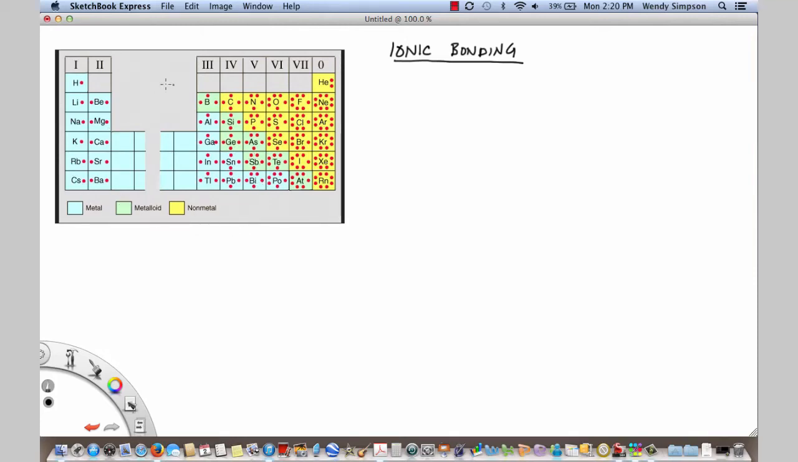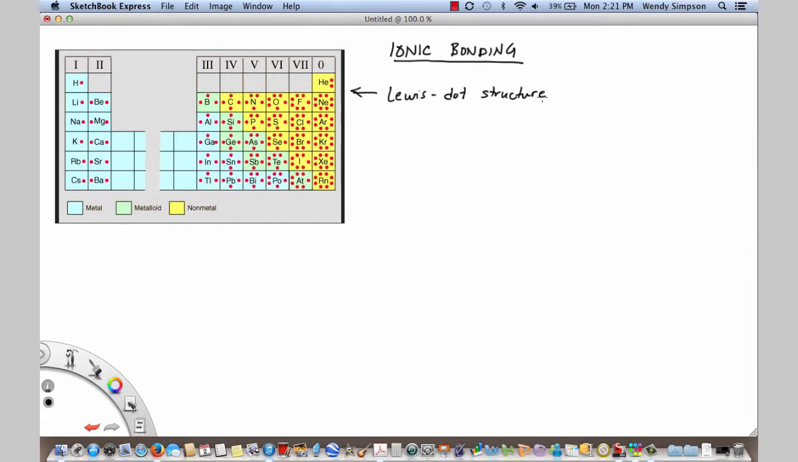The chart that you see in front of you is a chart of all the representative elements. So remember, this is groups 1A through 8A. That includes the noble gases right here that I'm showing with my cursor. And it's excluding the transition metals, which would be right here. This chart is showing what we call Lewis dot structures.